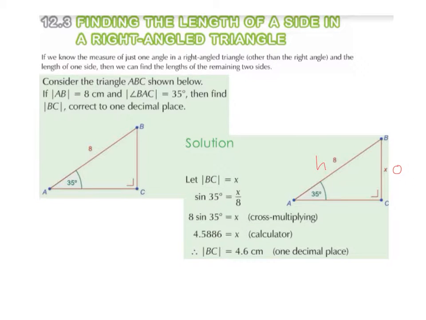So we're going to write out our formula SohCahToa. Okay, so I have O and I have H, so I'm going to have to go with Soh, because Soh has O and H inside of it. So I'm not going to use Cah and I'm not going to use Toa. I'm going to use Soh. So Soh stands for sine equals opposite divided by hypotenuse.